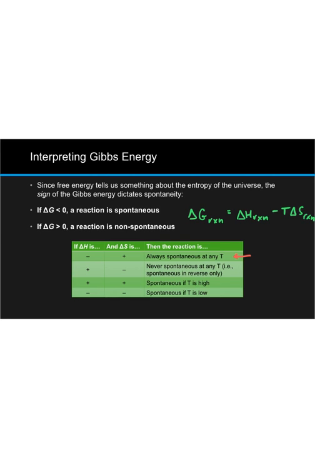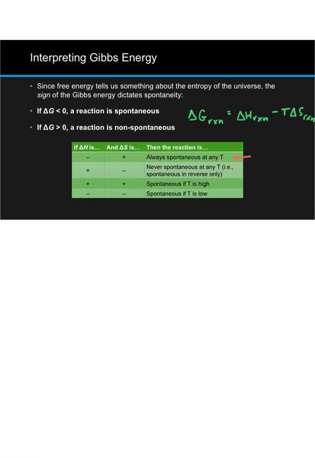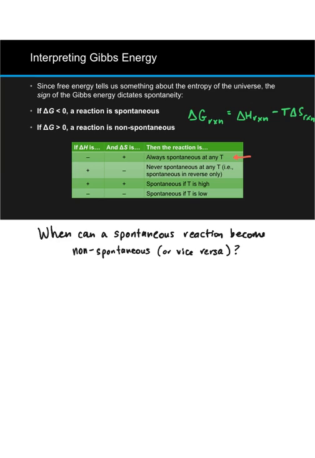And we can predict when a reaction goes from being spontaneous to non-spontaneous. A reaction can change from being spontaneous to non-spontaneous at a particular temperature. In order to evaluate when a reaction goes from spontaneous to non-spontaneous, we have to evaluate what happens as delta G goes through zero, or in other words, when zero is equal to delta H minus T delta S for a reaction, the tipping point for changing the spontaneity of a reaction.